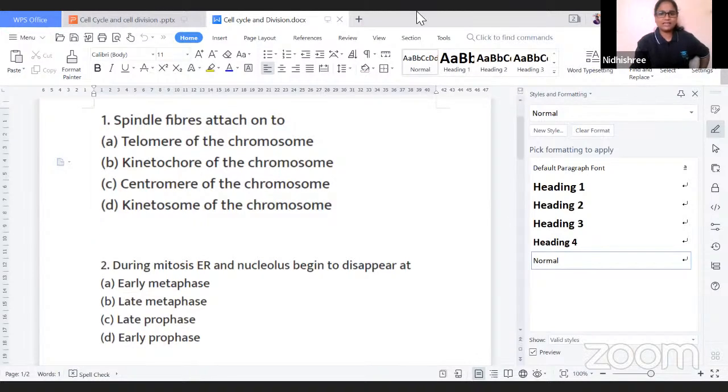Second question, during mitosis, ER and nucleolus begin to disappear at early metaphase, late prophase, early prophase. Aishwarya option D, Lohit option C. The right answer is option C, that is late prophase.